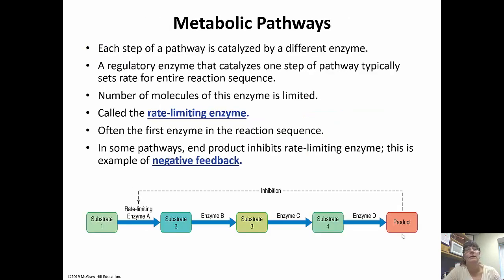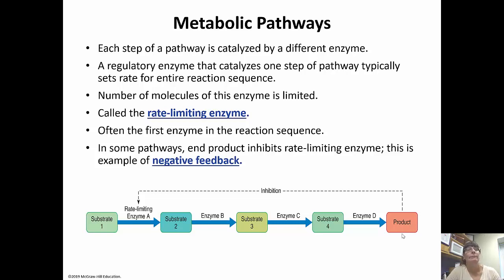Each step of the pathway is going to be catalyzed by a different enzyme. A regulatory enzyme is going to catalyze one step of the pathway, and that's kind of going to set the rate for the entire sequence. So it will determine how fast it goes or how slow it goes. The number of molecules of this enzyme is going to be limited, so it's called the rate-limiting enzyme. Often it's the first enzyme in the reaction sequence. So the first enzyme, enzyme A in this case, kind of sets the pace for the rest of the reaction to occur.